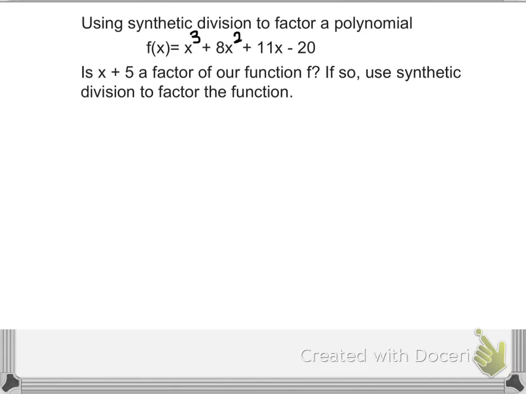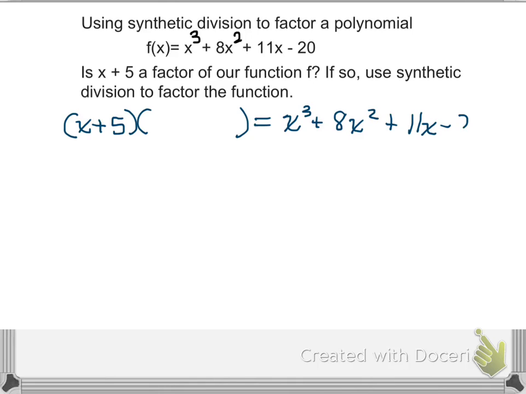Well, first of all, if x plus 5 is a factor of our function, that means that there is something that we can multiply x plus 5 by in order to get our function. That's what it means to be a factor. So we're going to use synthetic division to even answer that first question. If we can divide x plus 5 into our function, and if it goes evenly with no remainder, then we know that x plus 5 is indeed a factor. So first step is going to be to divide our function by x plus 5, and we will use synthetic division.